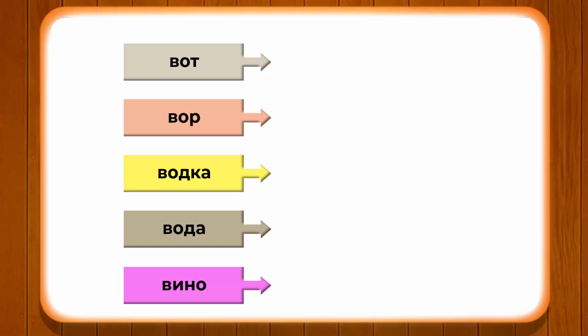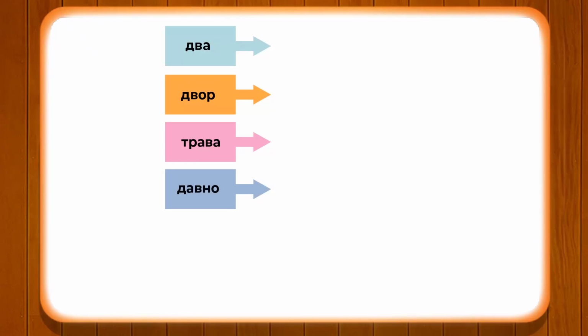Alright. Okay, let's go ahead. Let's see what do we have. We have certain new other words with us, that is dva, dvor, trava, davno, pravda and bukva. Okay, let's go back again. Look at the previous part.